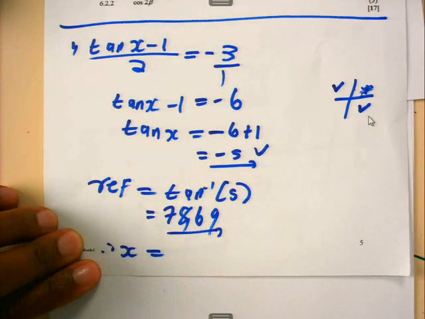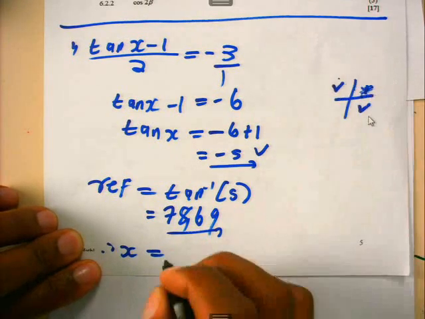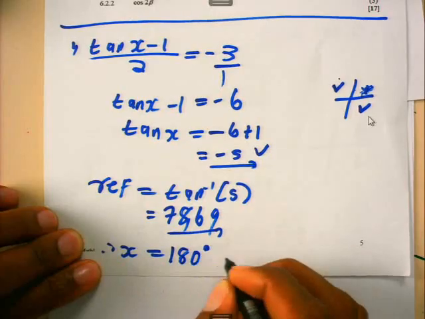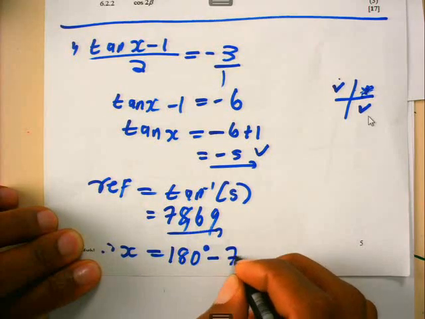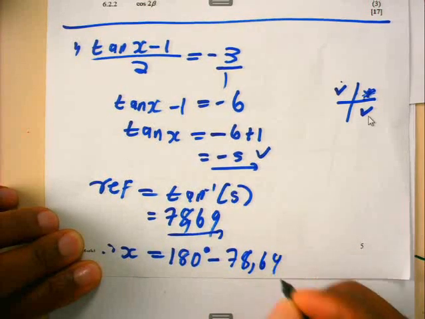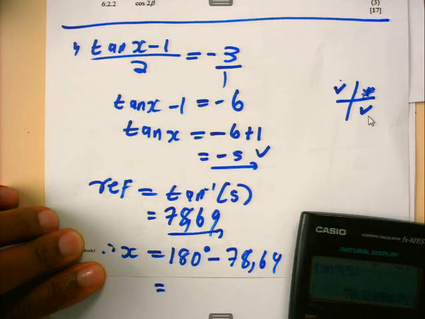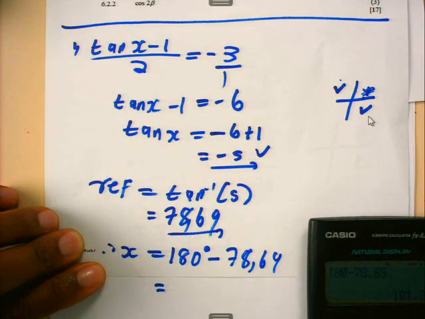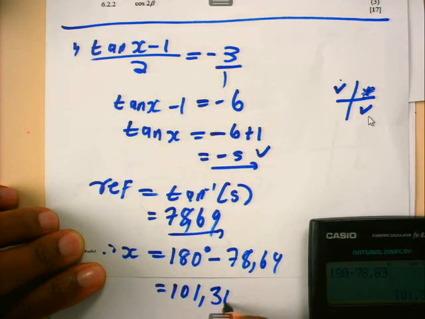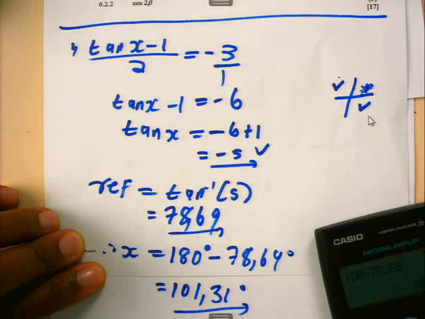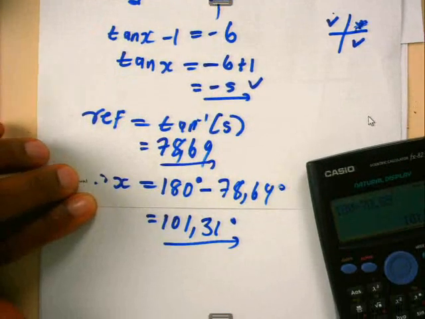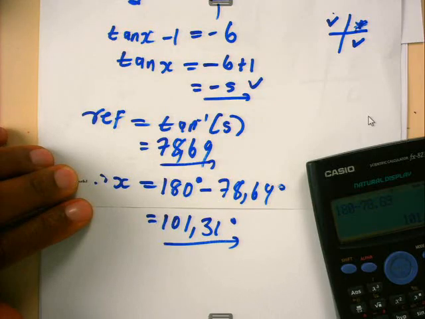What I must do now is to say, okay, in the second quadrant, we have 180 degrees minus the reference angle there, which is 78.69, right? When I solve this, 180 degrees minus 78.69, what is the answer there? The answer will be 101.31 degrees, right?